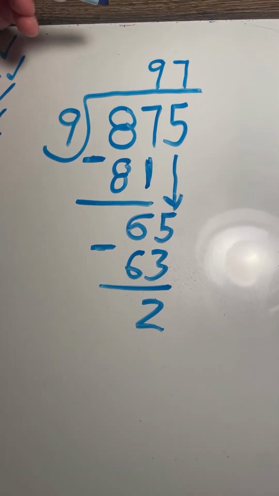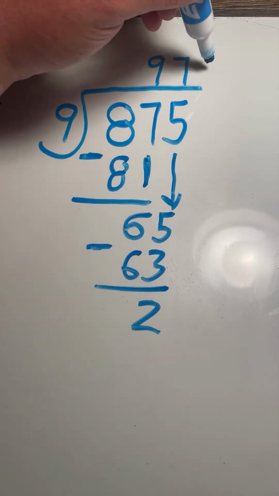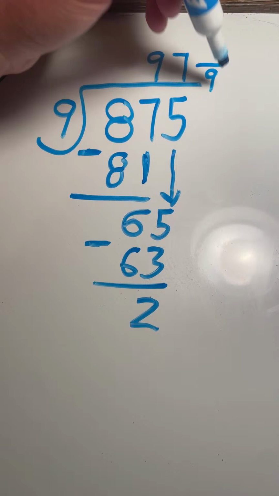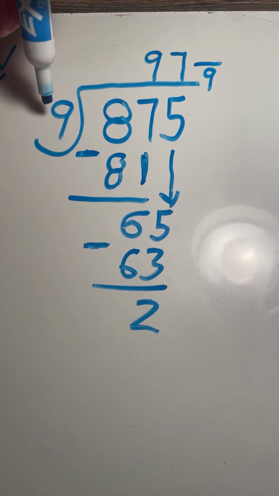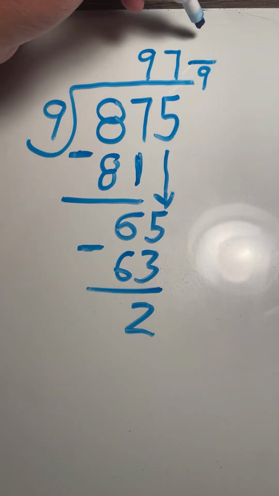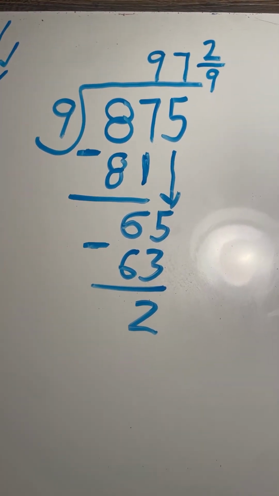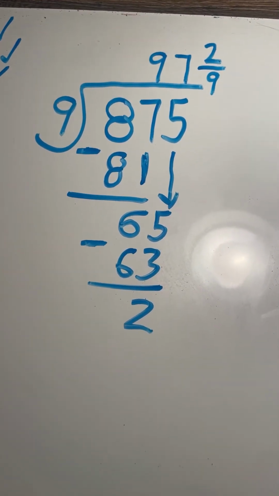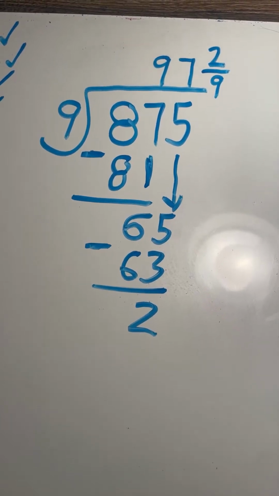Now to convert this to a mixed number, the number we're dividing by is our denominator, and our remainder is our numerator. So we're dividing by 9, so 9 is our denominator for the fraction. 2 is what we have as a remainder, so that is our numerator. And we have our answer, 875 divided by 9 equals 97 and 2/9.